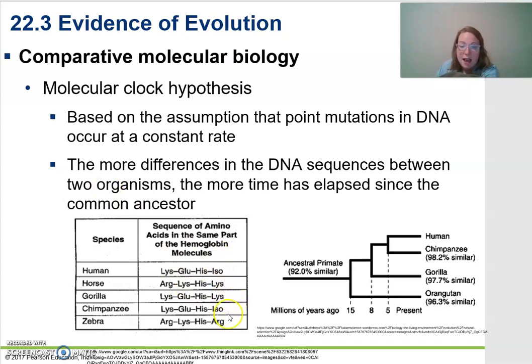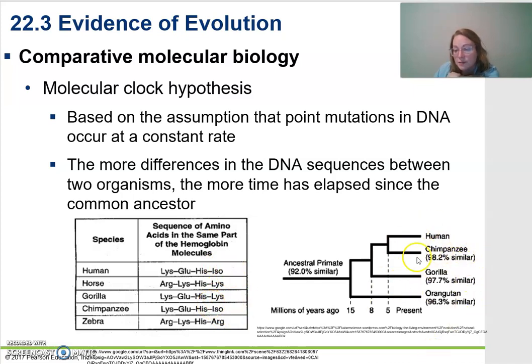So here is hemoglobin, looking at a chain of amino acids. There's 4 amino acids here. And you'll see humans, gorillas, and chimps have that lysine first, whereas horse and zebra have arginine, so they're probably more likely related, and the primates are more likely related. And then they all have the same here. Those match up. And then this last one shows humans and chimpanzees have the same last one. So they're probably more closely related than gorillas and chimpanzees or gorillas and humans.